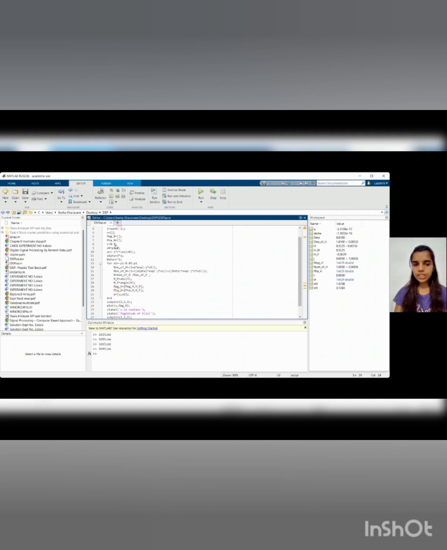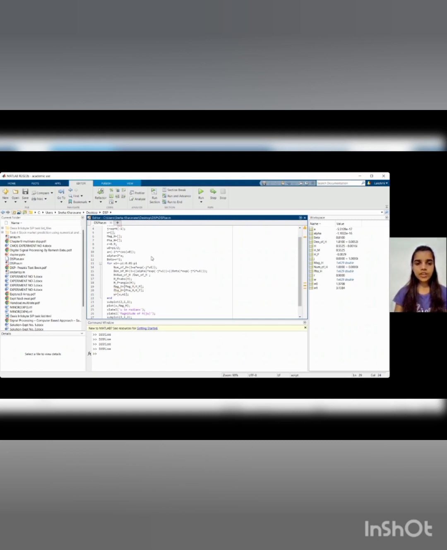R is equal to 0.n. Omega 0 is equal to pi by 2. With this command, we define the omega 0 angle. a is equal to minus 1 into R into cos omega 0. Alpha is equal to 2 into a. Beta is equal to R square. For the value of omega 1, minus pi to pi with the steps of 0.01.